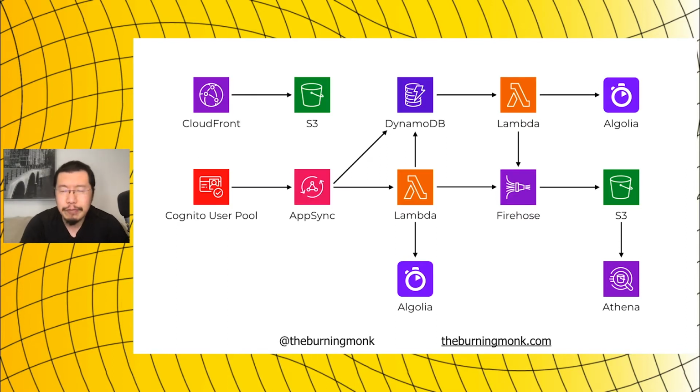Again, this is not the full architecture diagram, but it's a summary of the key services that I used and how they fit together from a high level. I'm not going to show you the full architecture. It's just going to be a lot of lines between AppSync and DynamoDB and Lambda.